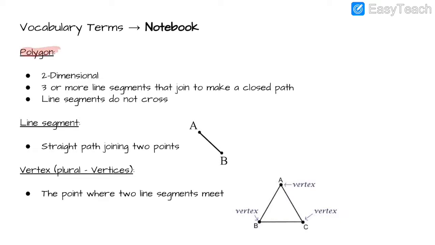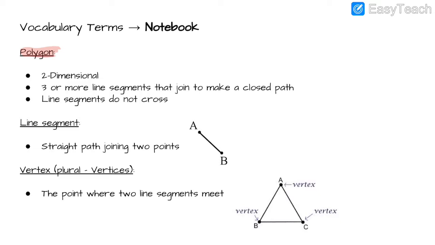Well, a polygon is a two-dimensional shape. That means it's flat. It's not 3D. So it's two-dimensional. It has 3 or more line segments that join to make a closed path. So there's no open spots. The shape is closed all the way. And it has at least 3 lines. And the last part of a polygon is that the line segments do not cross.